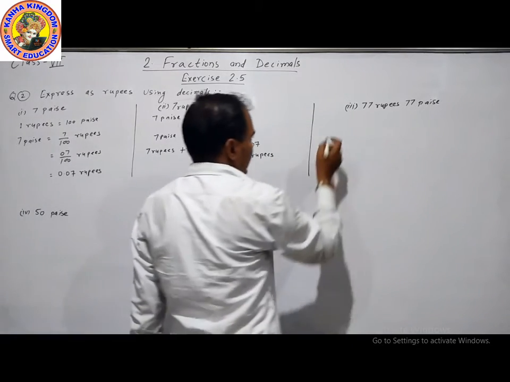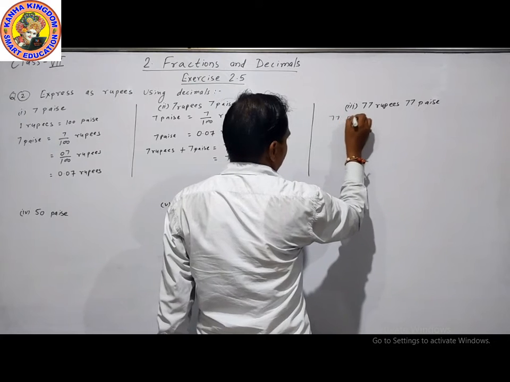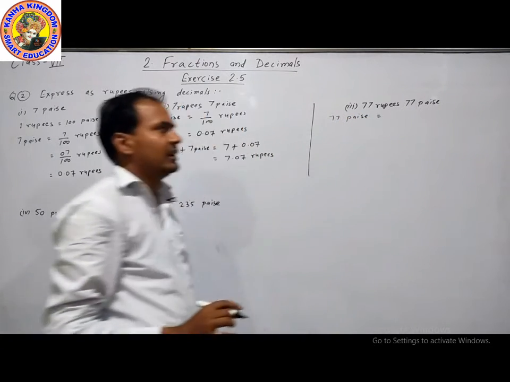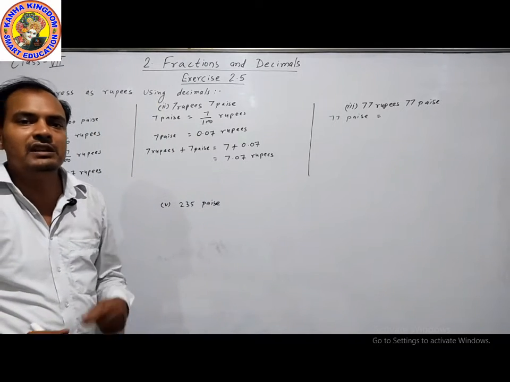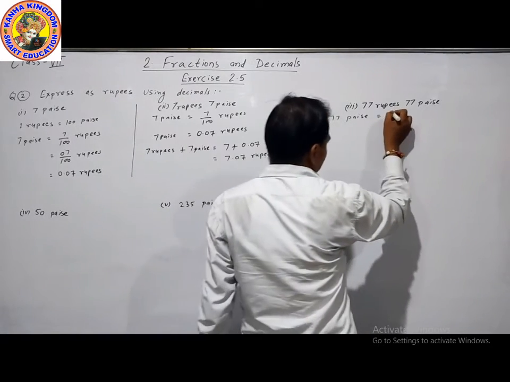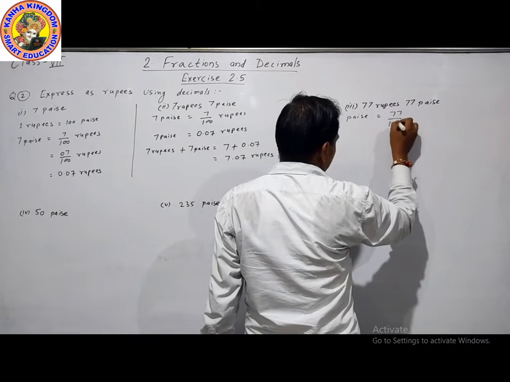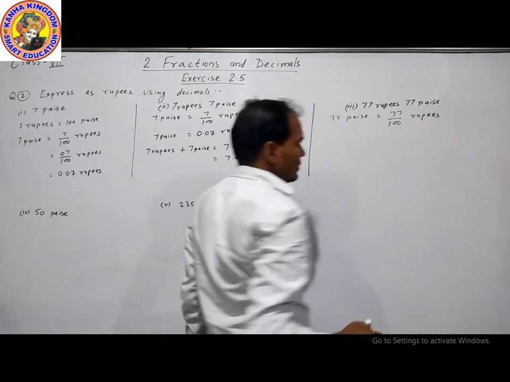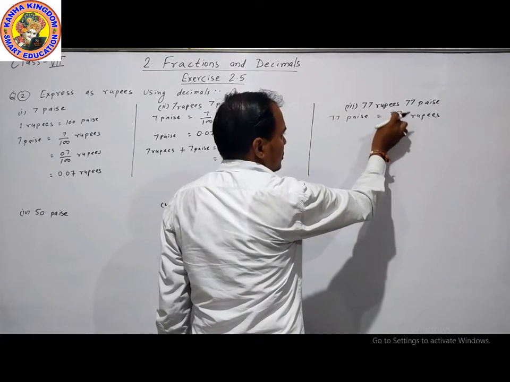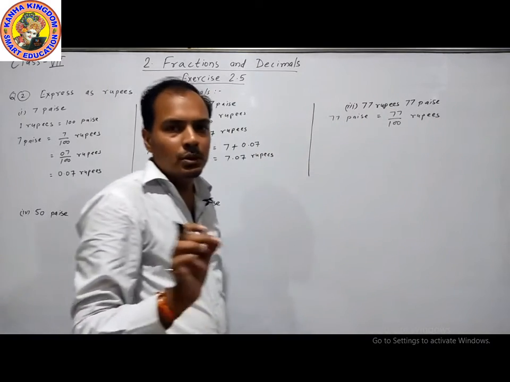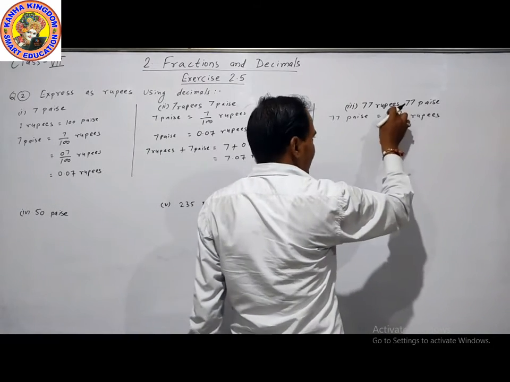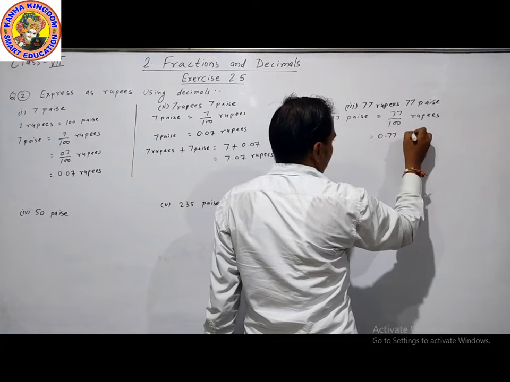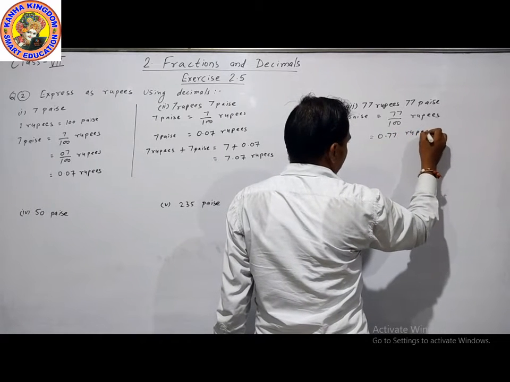Now in our next question, 77 paise is equal to, when we convert it into rupees, we will divide by 100. Now 77 divided by 100, converted into rupees. There are 2 zeros, so 2 decimal places come, 1 and 2. So this is 0.77 rupees.